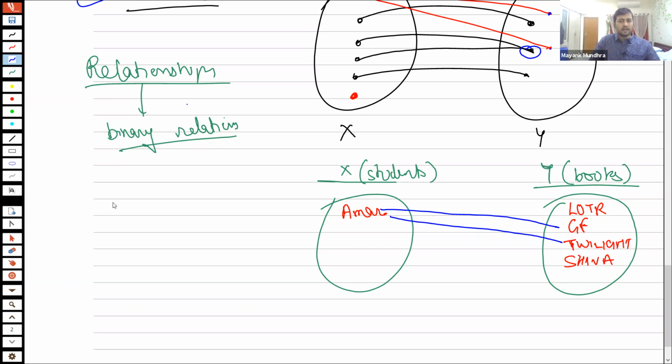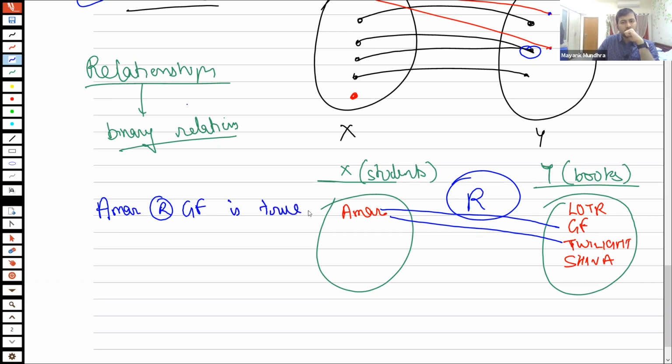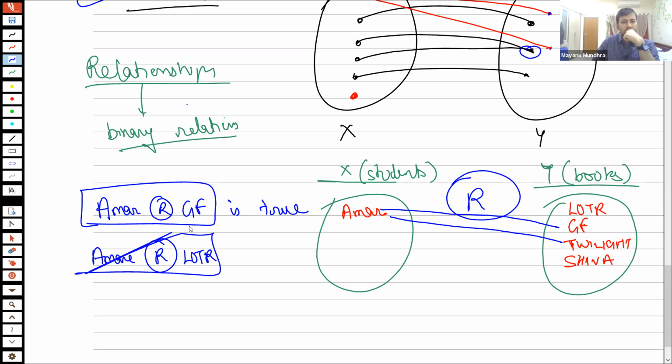So if I define a relationship R here, okay, then Amar R Godfather is true. What this means is, Amar R Godfather being true means what? That Amar has read it. This is the "has read" relationship. So Amar has read Godfather. And when I write Amar R LOTR is false, it basically implies that Amar has not read LOTR.